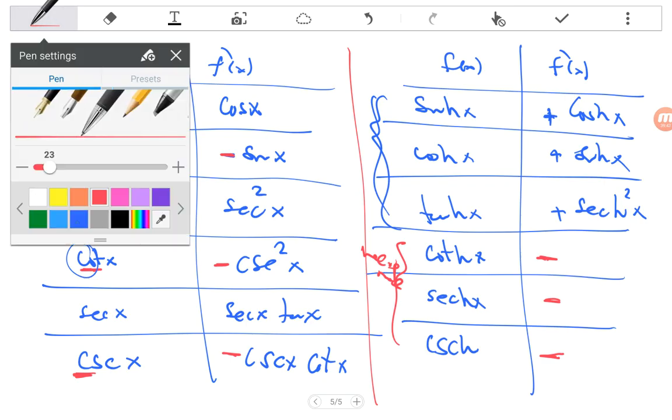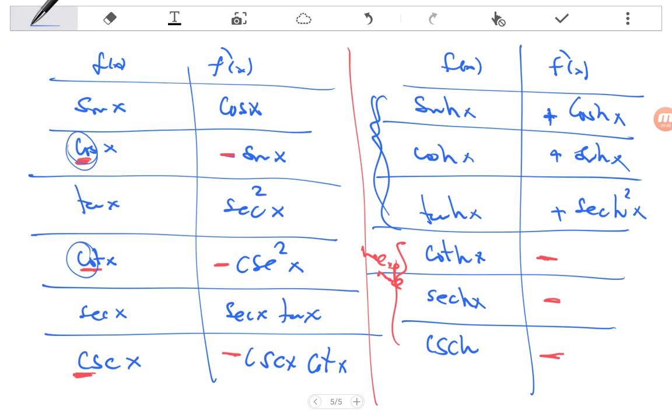Okay? Now, in this case, what is the derivative of cotangent? It is negative cosec squared x. What is the derivative of sec? It is minus sec tang.